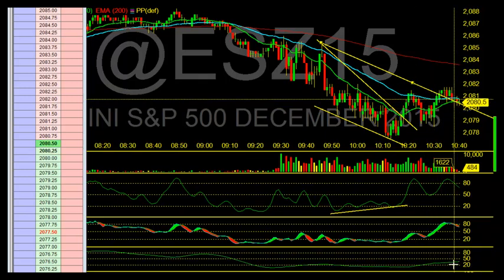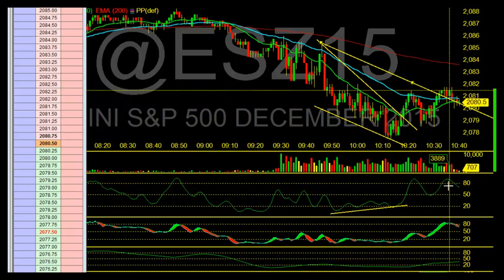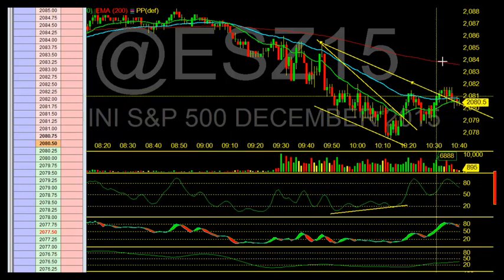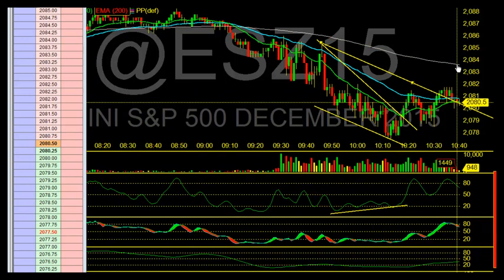We're getting a slow rise on the slow stochastic. This one seems to be just banging around. This one's banging around. Very choppy. The 200-period moving average is above us.